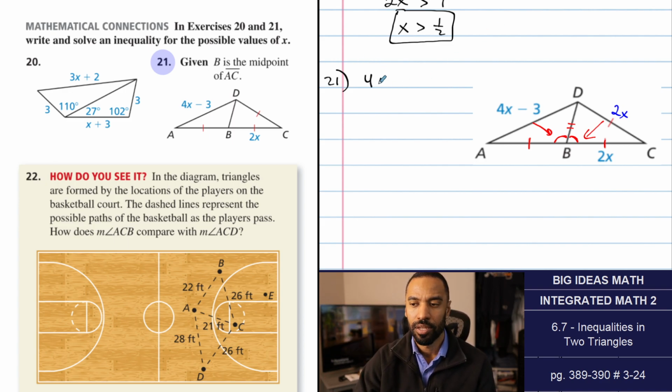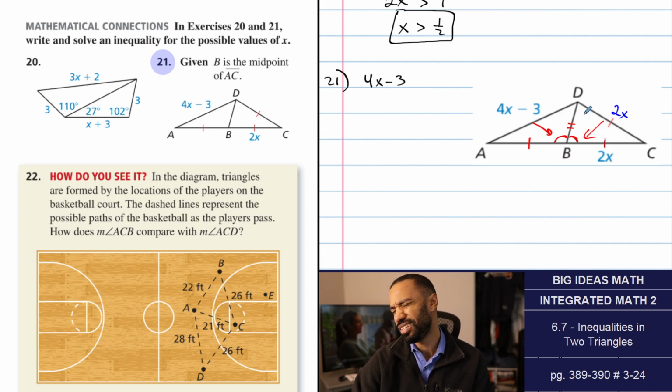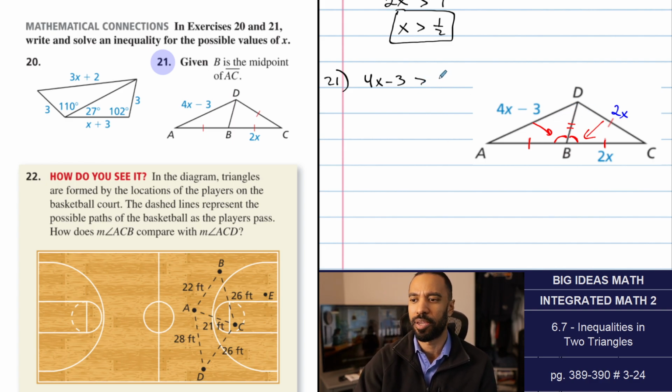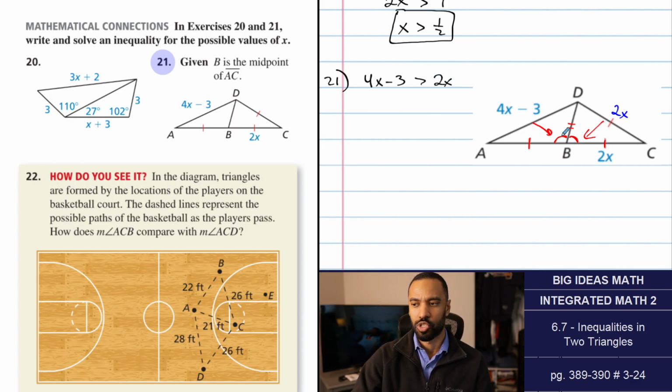Not just because it's drawn that way. I'm sure I can use an isosceles triangle trick to talk about that, because this is an isosceles. Those are the same. Therefore, there's something I could probably do with that. But this has to be bigger than 2x for that to be true. This is supposed to be a bigger angle.